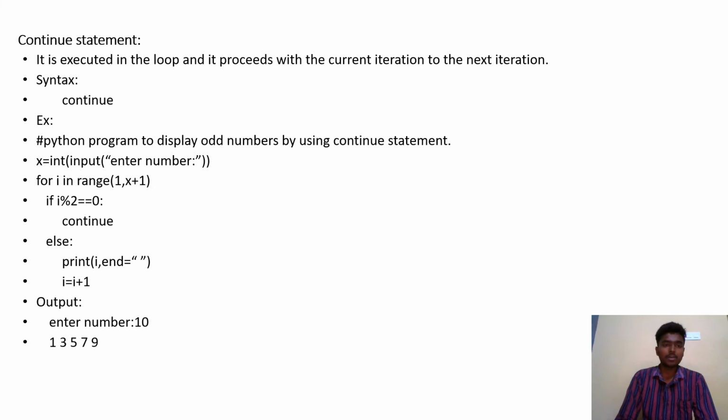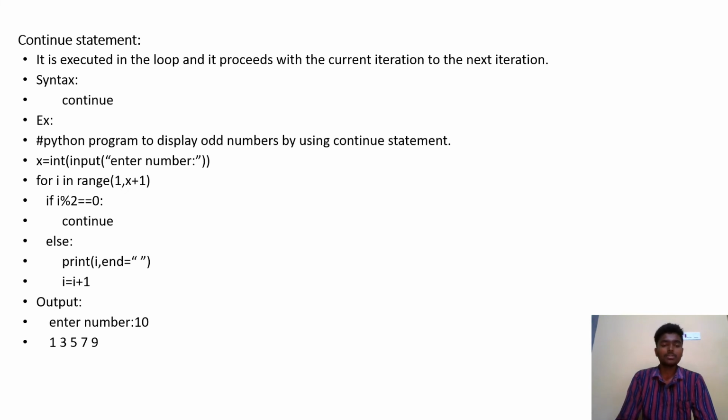For that, I want to give input through the keyboard, so that's why I am writing separate syntax: x is equal to int of input of enter number. I want to check for x numbers, so that's why I am using a for loop: for i in range of 1 comma x plus 1. Then I am saying if i mod 2 equals to 0, continue. Else print i, and the value of i gets incremented.